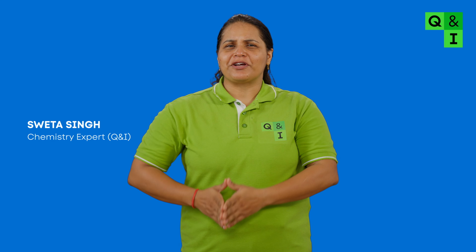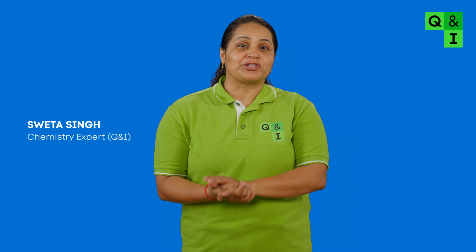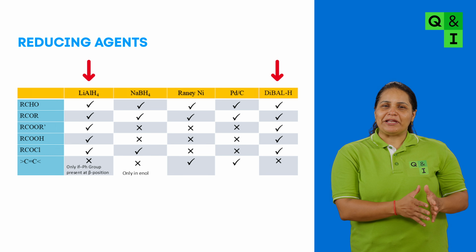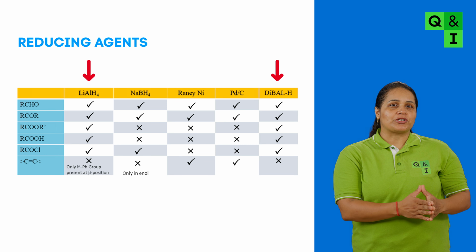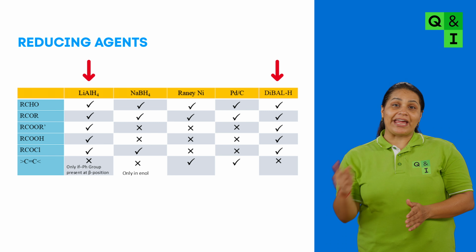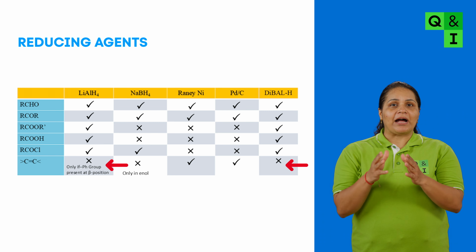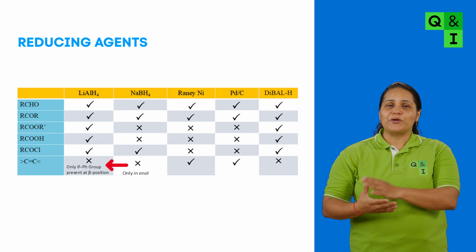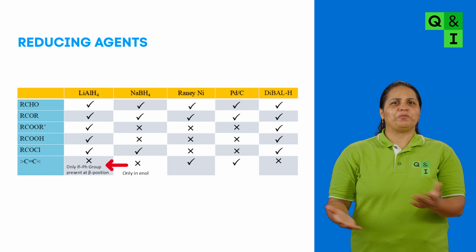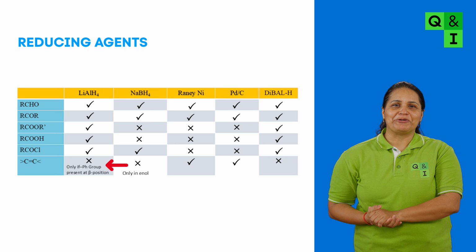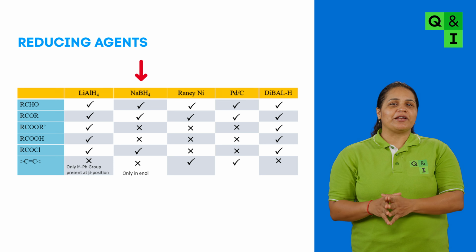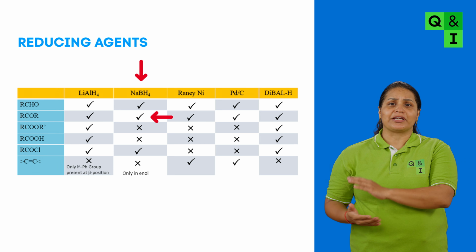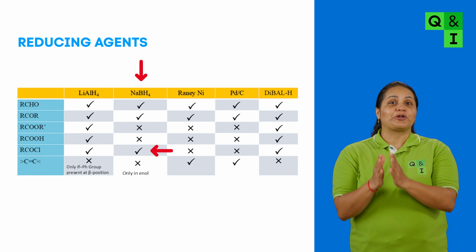So guys, are you also confused about the reducing agents used in organic chemistry? So here is the list. Lithium aluminium hydride and DIBAL-H can reduce all of them except double bond. But if your double bond has a phenyl group present at the beta position, then lithium aluminium hydride will happily reduce it. Coming to sodium borohydride, it can reduce aldehydes, it can reduce ketones and acid chloride.